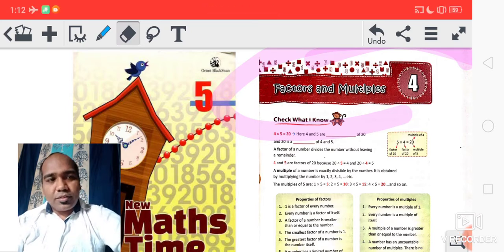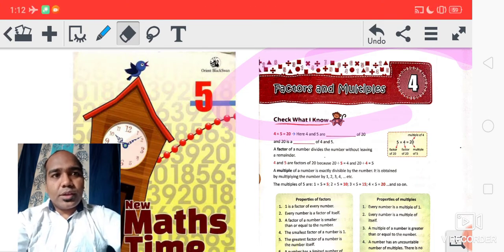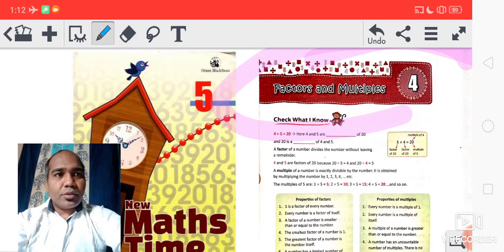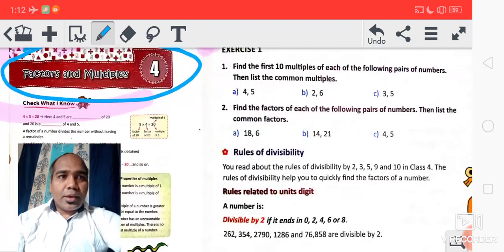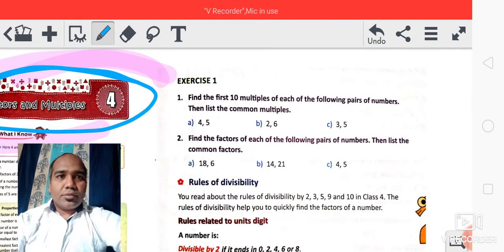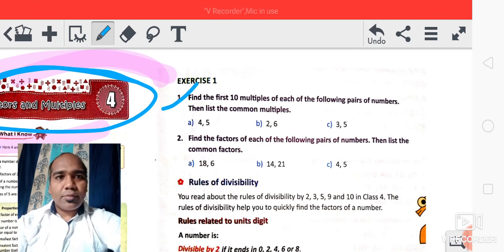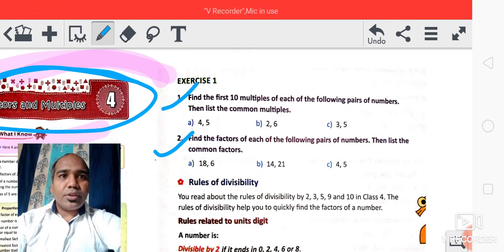So, now let's move to our teaching to study. We are studying chapter number 4, factors and multiples. In this chapter we have solved exercise 1. Question 1, how to find the multiples and common multiples, already we have discussed. Then question number 2, how to find factors and common factors. Yesterday only we have learned.